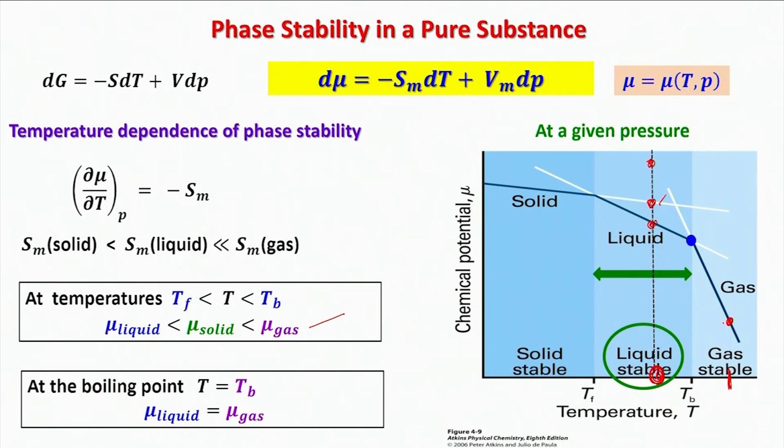So you can argue that if I can prepare something like a superheated liquid, it is possible experimentally to do that. If I do it, then at this temperature, I will be probably creating the system with a chemical potential equal to this value. Now, is it stable?